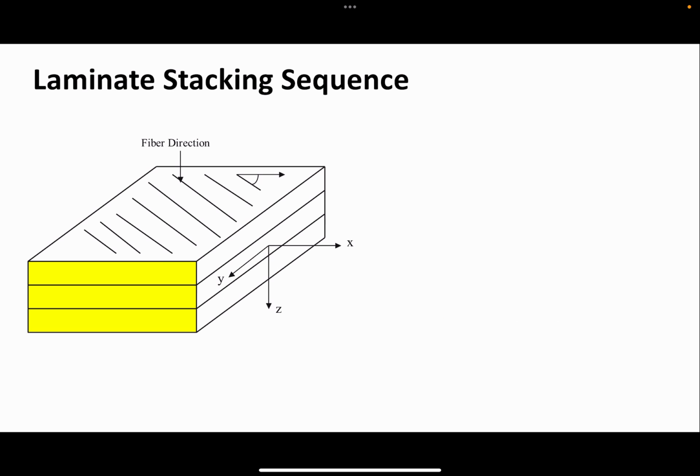If you have something that looks like this, 0, minus 45, 60, 60, minus 45, 0, you can see about this plane, the stacking is symmetric. So in this case, you write it as 0 slash minus 45 slash 60, then close the bracket and put S as a subscript. That tells you it's a symmetric laminate with 0, minus 45 and 60. The other three plies are 60, minus 45, 0 backwards. But this is even, so this is easier.